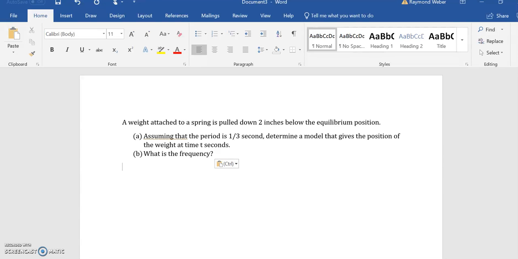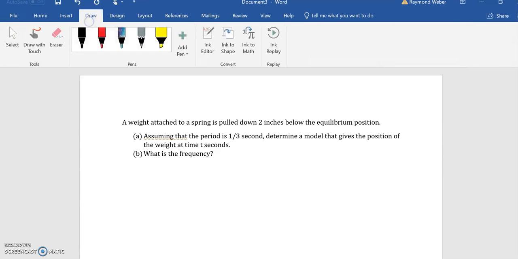seconds. Okay, first of all, you're starting down with the weight pulled down. That's going to give us a negative function. So we're going to start, it's going to be negative. Our up and down is the 2 inches they told us. So this is our -2 out front.